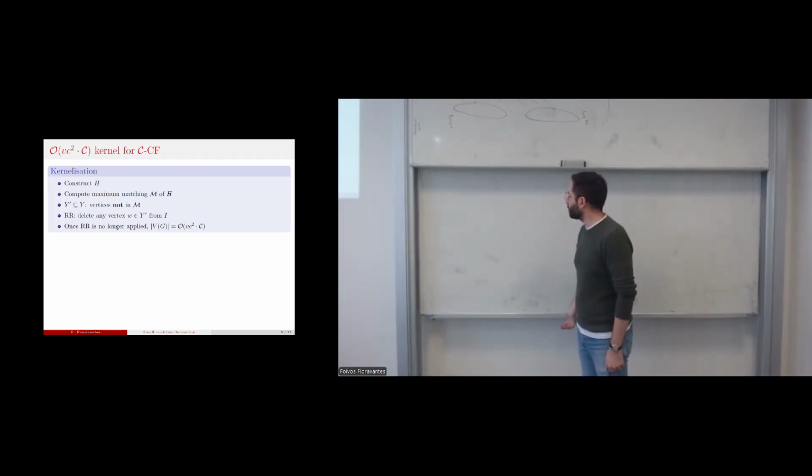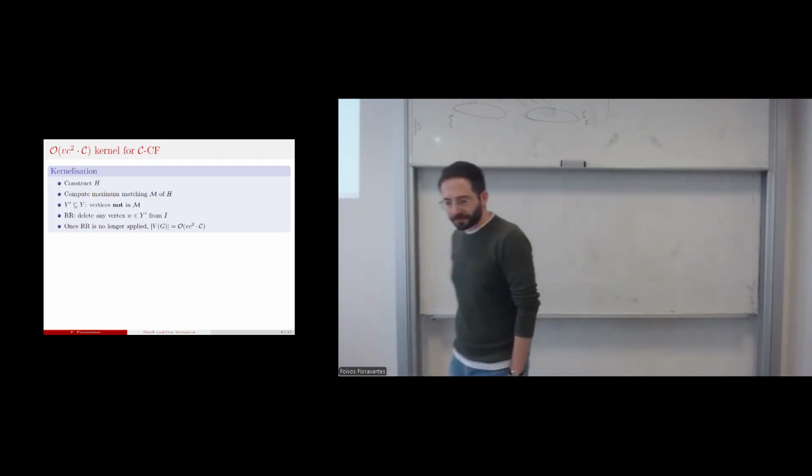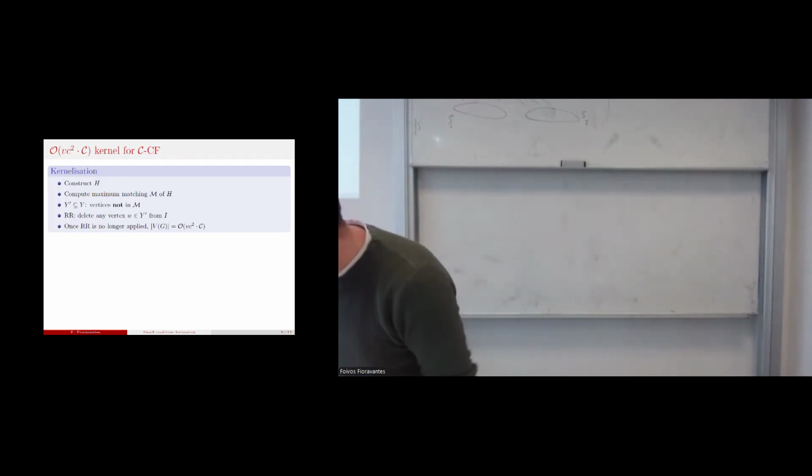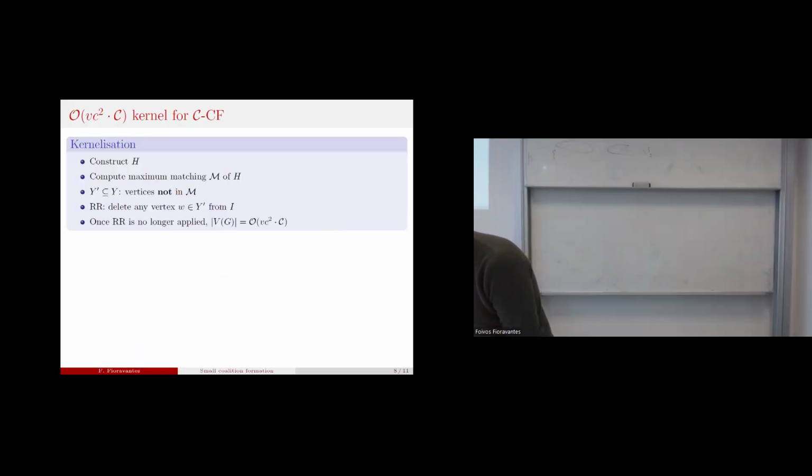Yes, I don't have to draw so much here. Okay. Kernel. Polynomial kernel for the vertex cover. What have I written there? Okay, you construct H. What is H?